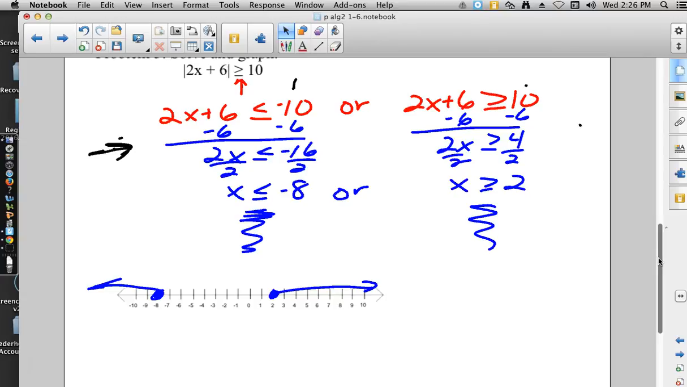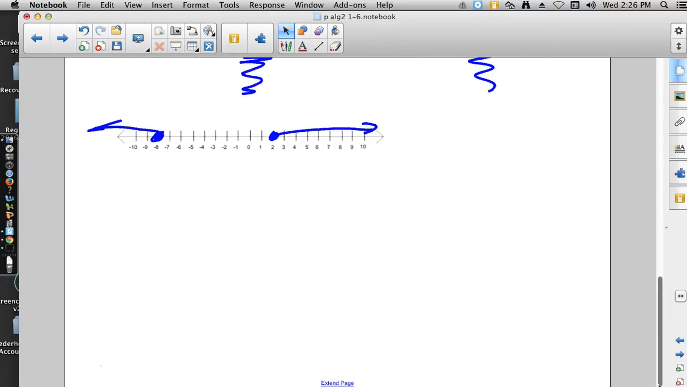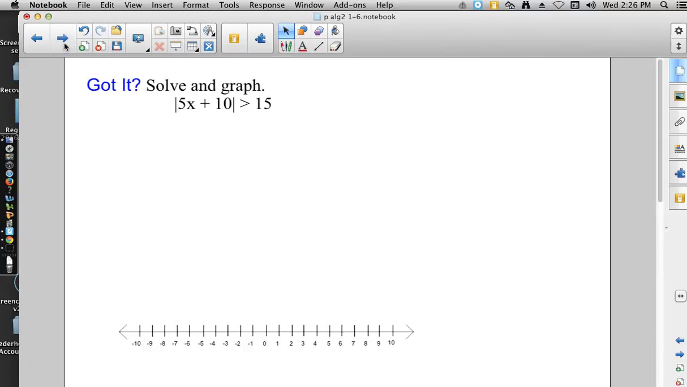So those are really good problems, which, by the way, we need to get a little practice at. So there's one for you on the next page, and that is solve and graph the absolute value of 5x plus 10 is greater than 15. Stop the video, pause it for a little bit, and try this one.